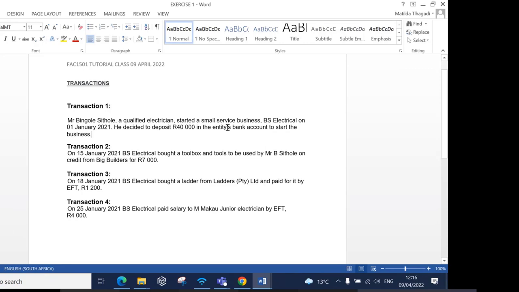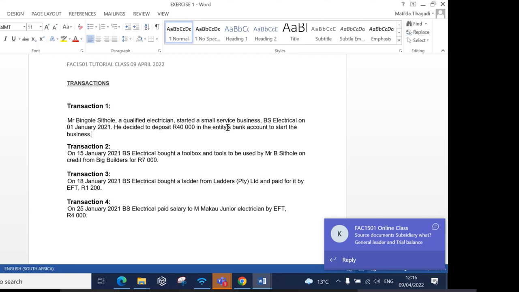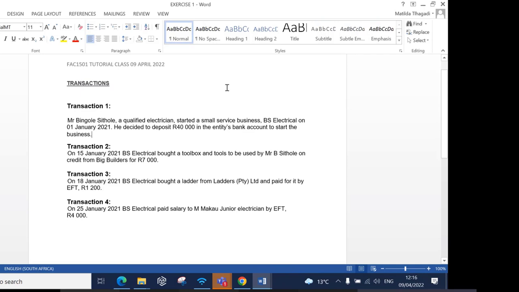The next step is your general ledger. After you do your general ledger, you have individual accounts. The capital account is credited with 40,000, and the bank account is debited with 40,000. Then the next step is the trial balance. On the trial balance, you debit bank 40,000 and credit your capital with 40,000.